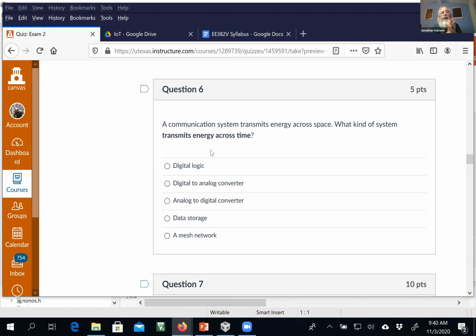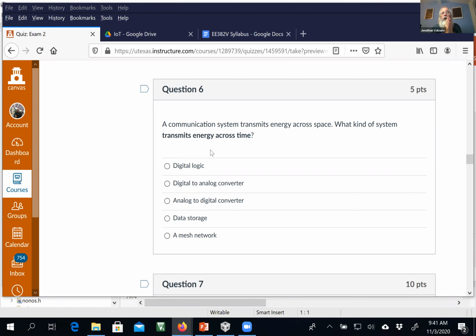So what is in a communication system, what is the analogy between energy? Energy is related to what? What parameter is correlated to energy? When you transmit energy across space in a communication system, what are you doing? What are you communicating across space? Information. A communication system transmits information across space, by encoding it in energy.